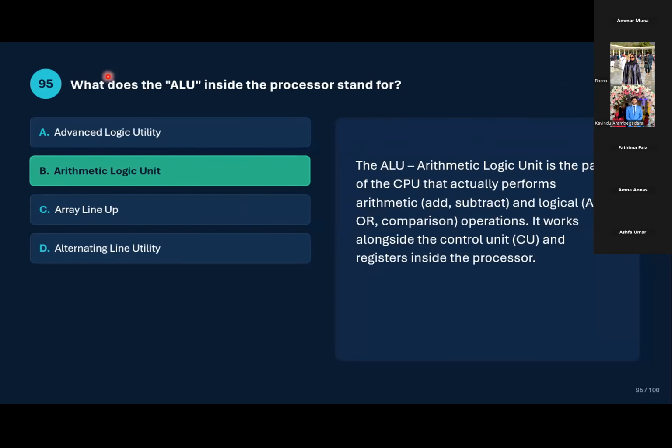And next is, what does the ALU inside the processor stand for? ALU means arithmetic logic unit. In the CPU there are three parts: one is the ALU, another is the control unit, CU, and the rest is registers. They may ask other questions like what are the components of the CPU, so prepare for them. The answer here is B, arithmetic logic unit.